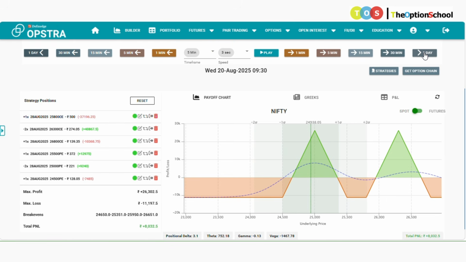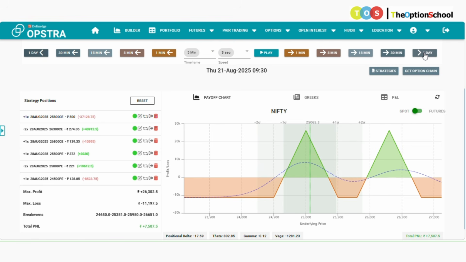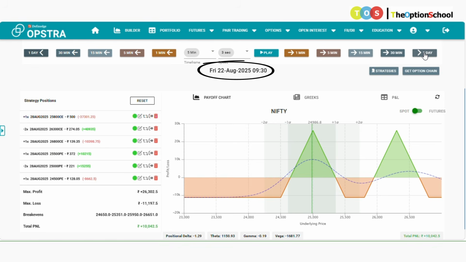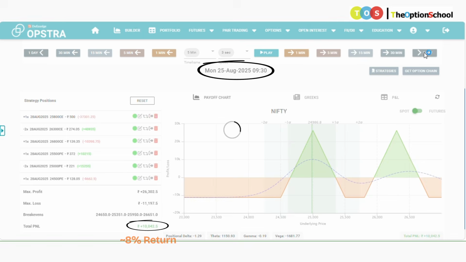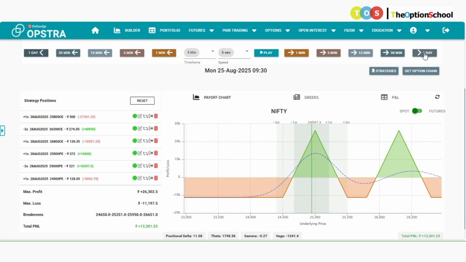It is giving a very good return, 8,000 rupees. Next day, 7,500. 22nd August, 10,000 rupees. So very good returns. It's almost 8 to 9% returns on a capital of 1,25,000 rupees. Next day, 13,000. So this definitely should be booked. We are almost sitting at 10%. This 10% obviously is for 2 months.